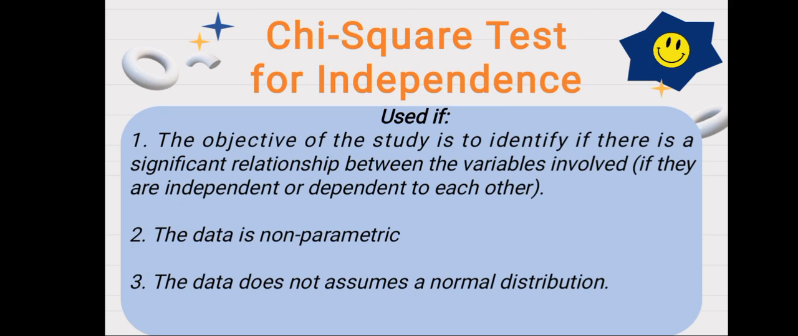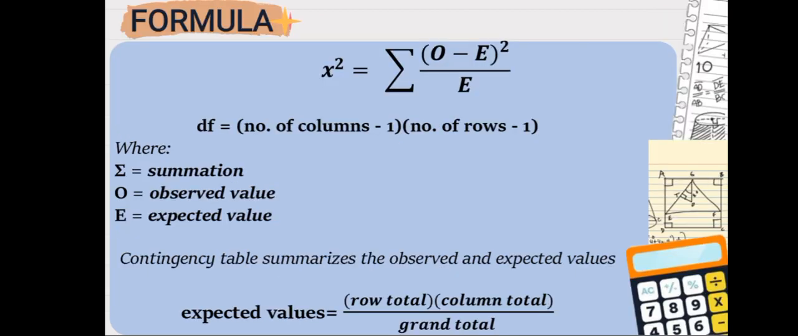First, the objective of the study is to identify if there is a significant relationship between the variables involved, if they are independent or dependent to each other. Number two, the data is non-parametric. And last, the data does not assume a normal distribution.